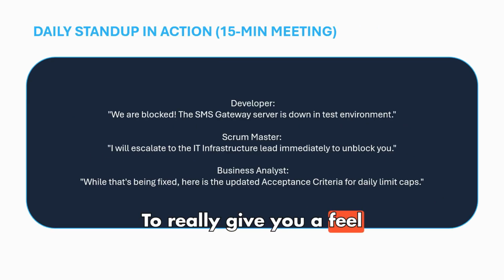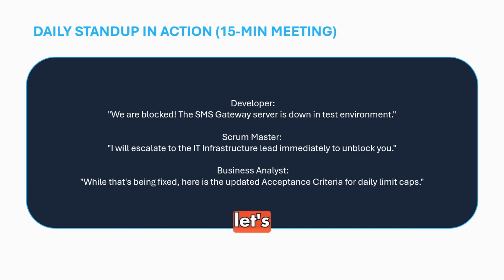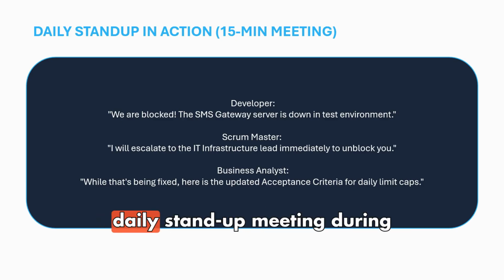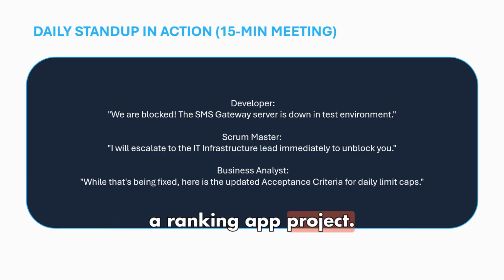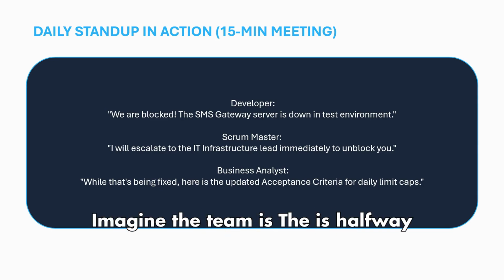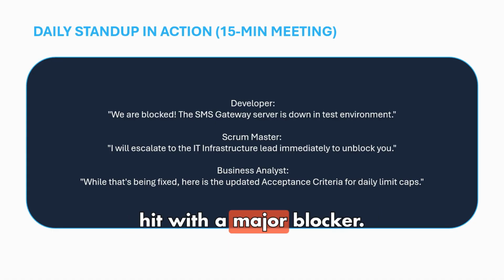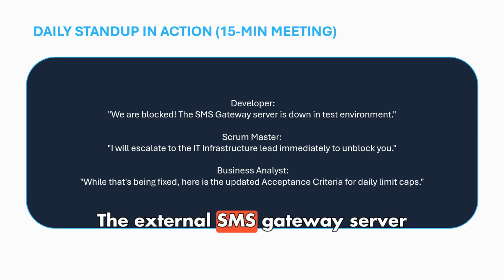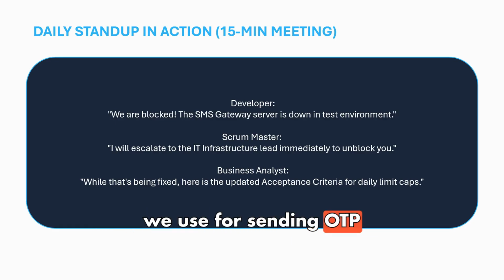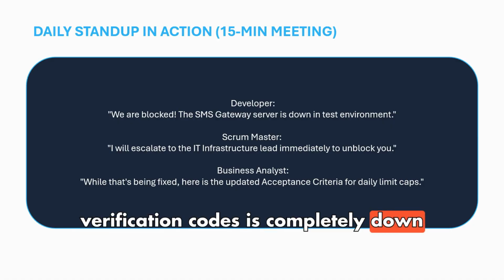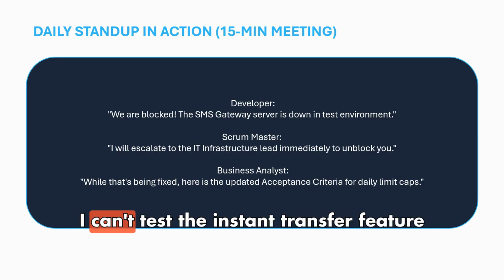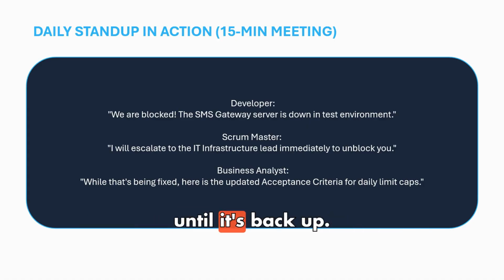To really give you a feel for how these roles communicate, let's step inside a 15-minute daily stand-up meeting during a banking app project. Imagine the team is halfway through the 2-week sprint and a developer speaks up. Developer: We're hit with a major blocker. The external SMS gateway server we use for sending OTP verification codes is completely down in our testing environment. I can't test the instant transfer feature until it's back up.